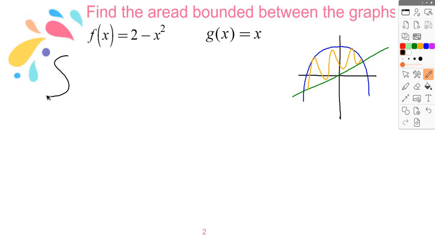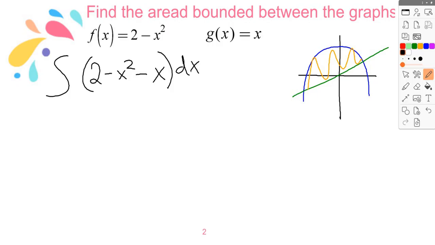So which of my functions is on top? The first one, the parabola. So I have 2 minus x squared. Then I'm going to subtract off my second, which is just x, dx. So I have something that looks like that. What are we missing? Bounds. They don't give us bounds this time.